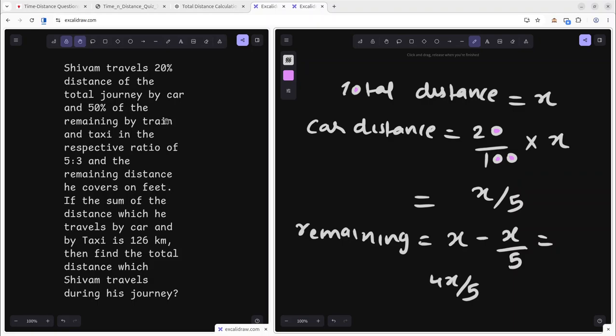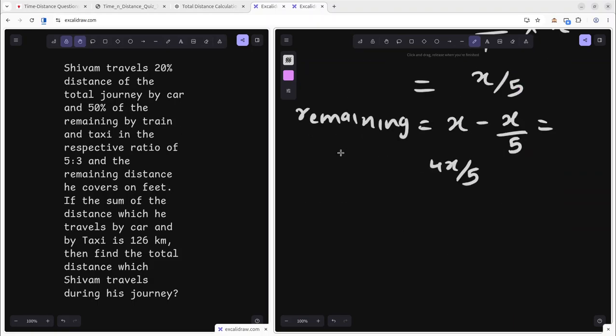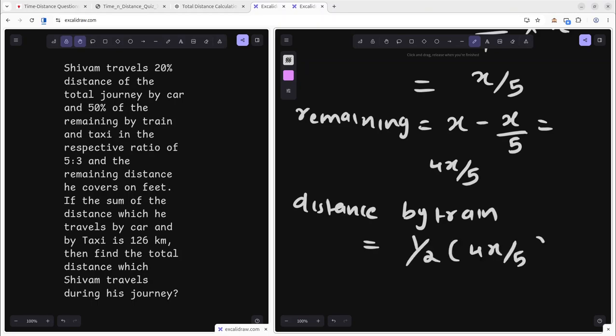Now he traveled 50% of the remaining by train. So distance by train equal to 50% of 4x by 5. 50% means 1 by 2. 1 by 2 into 4x by 5, that is equal to, cutting by 2, what we get? 2x by 5, right? So he travels 50% of the remaining, 2x by 5 distance, by train.